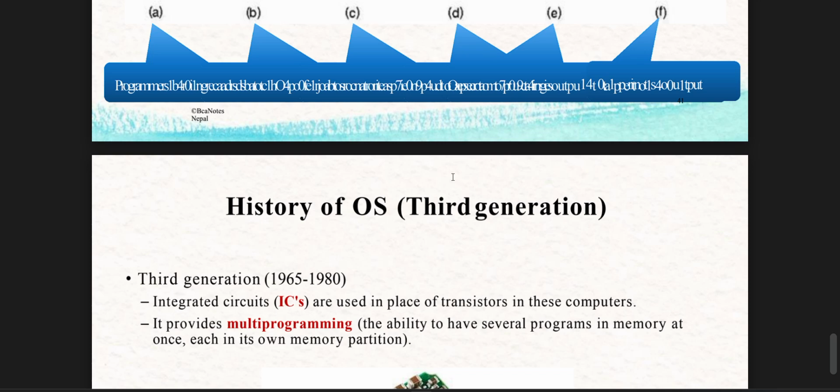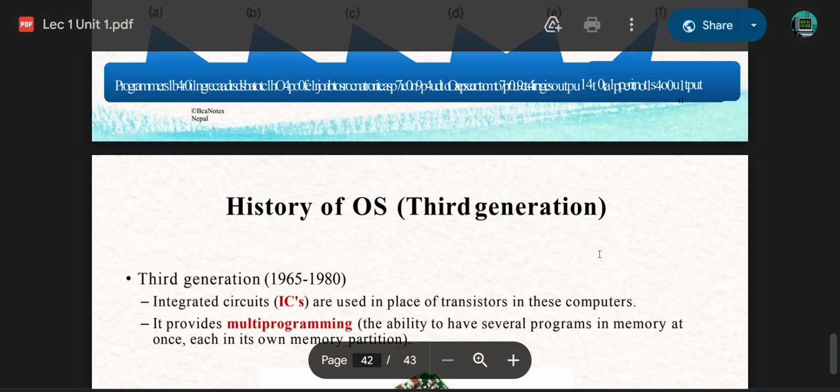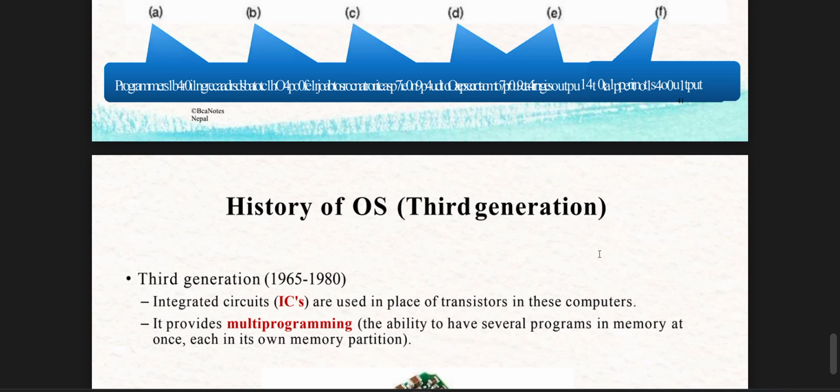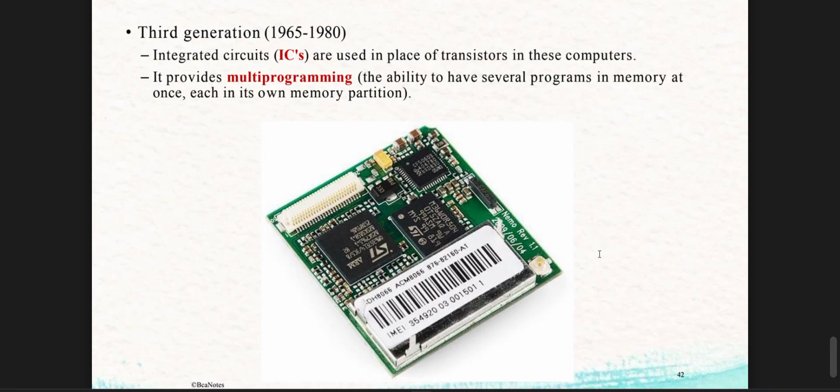History of operating system, third generation, 1965 to 1980: integrated circuits (ICs) are used in place of transistors in this computer. It provides multiprogramming, the ability to have several programs in memory at once, each in its own memory partition.